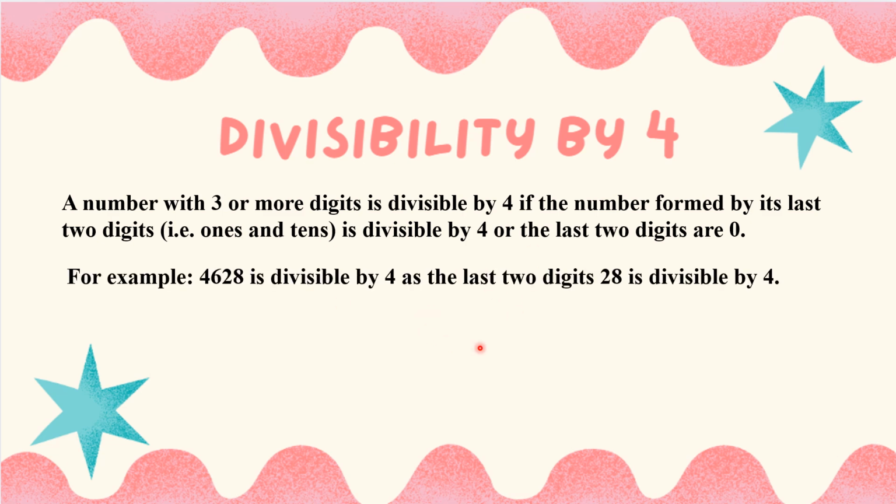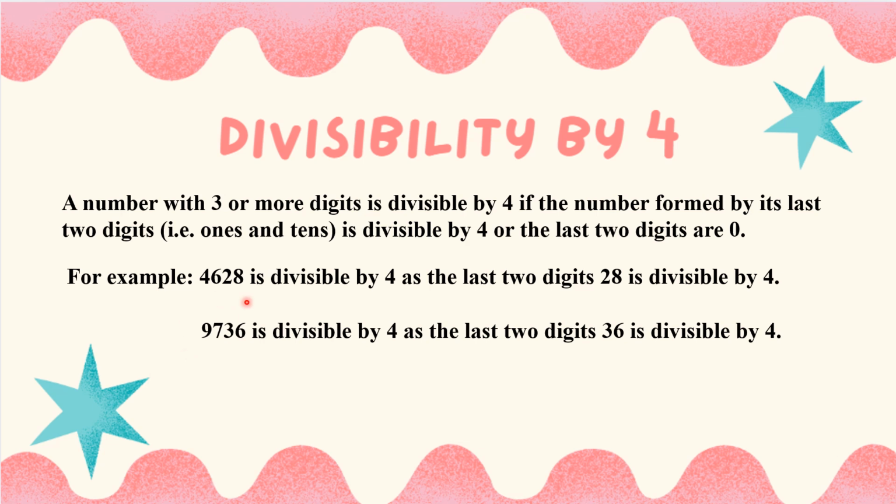Let's see a few examples. If I take the number 4628, see, the last two digits are 28 and 28 is divisible by 4, right? 28 comes in the table of 4. 4 times 7 gives me 28. So as the last two digits are divisible by 4, I can say this complete number is divisible by 4. Now another number I have taken, 9736. Here also the last two digits are 36. 36 is divisible by 4. So this complete number is divisible by 4.